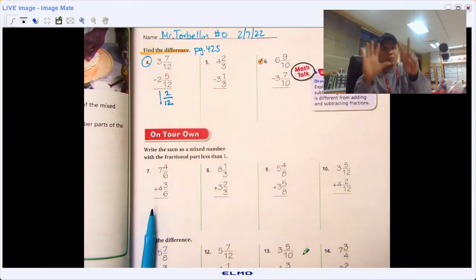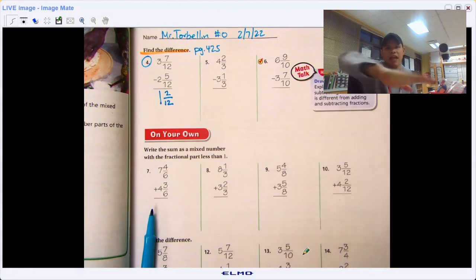That's it for lesson 7.7, where you were adding mixed numbers to find the sum, and you were subtracting mixed numbers to find the difference.